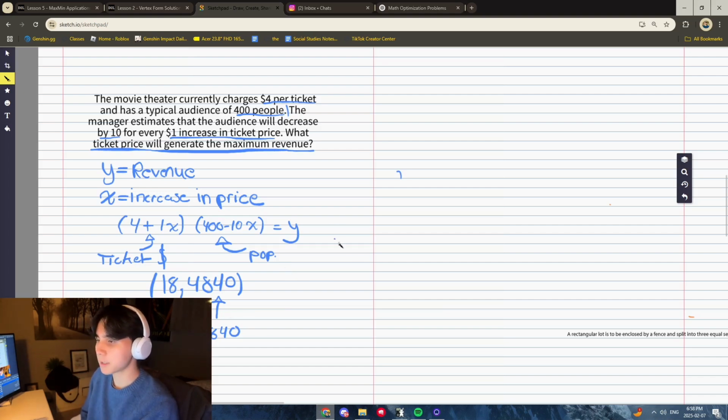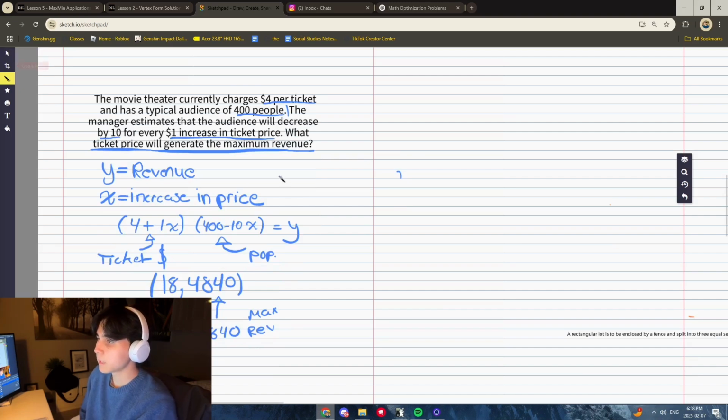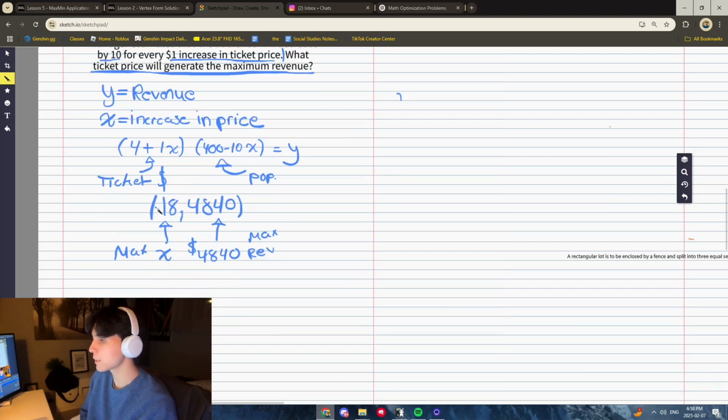So our vertex represents the highest point on our graph. And we know that our highest point of y is revenue. So this is max rev. And this is the max increase, or the optimal increase in this case. So it's asking us for the ticket price now. So our vertex doesn't really tell us much about the ticket price. It tells us how much we have to increase our price in order to maximize our revenue, right?